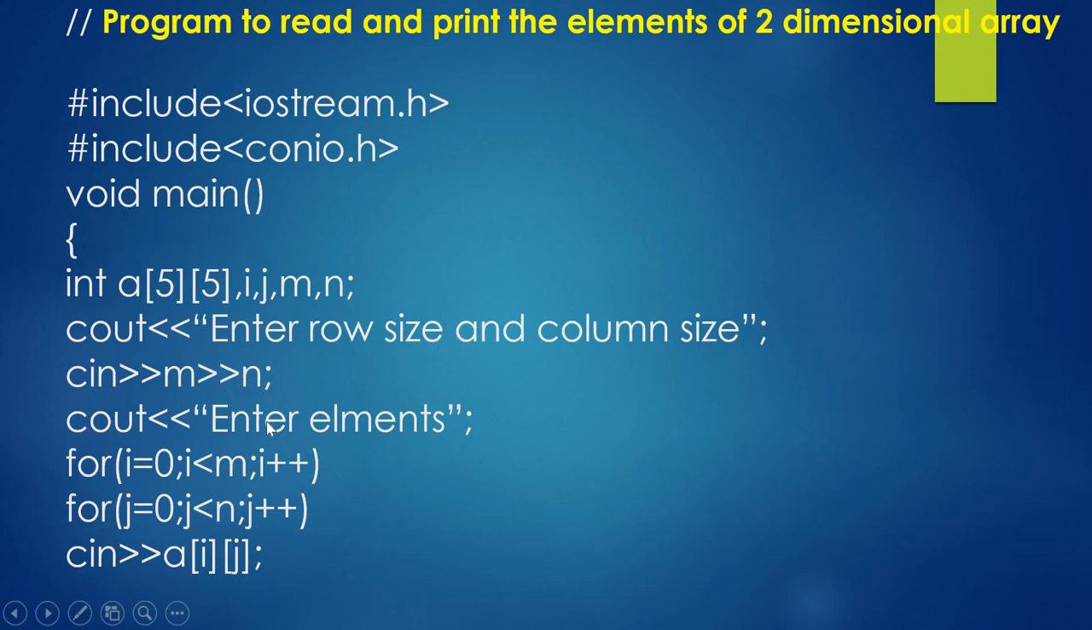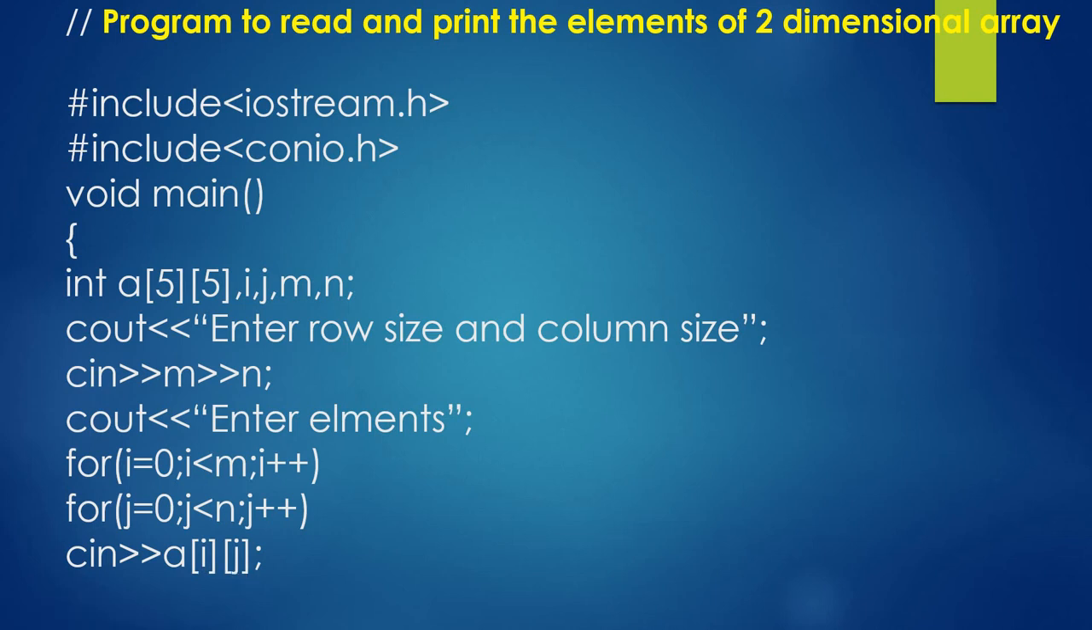Then how to enter the elements of this matrix? For entering the elements we need two for loops: one for the row and the second for the column. For I equal to 0, I less than M, where M is the row size. Next for J equal to 0, J less than N, J plus plus. The J loop is for the column, I is for the row. Then cin of A[i][j].